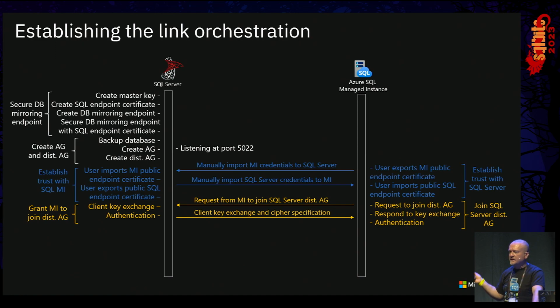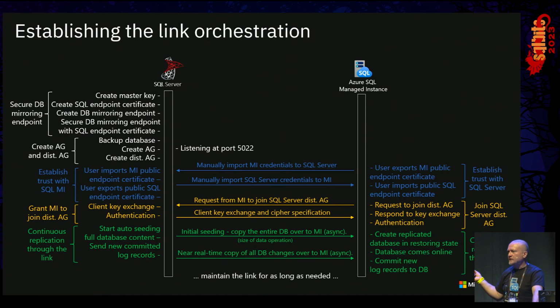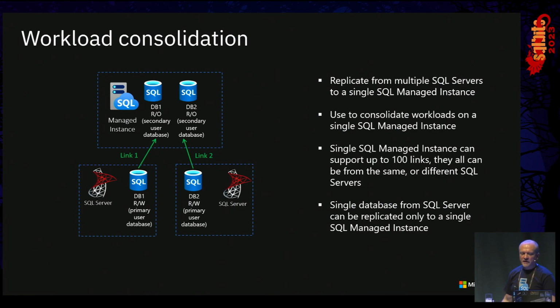Once the trust is established, there is communication back and forth of creating the link, joining two AGs together, and then seeding, and then continuous communication once the database is seeded over. The replication is asynchronous, and that's by design, because of the performance. At the time when we do migration, we will switch the link to synchronous, and then the migration will complete. Because the link is database scoped, there are possibilities to consolidate the workload.